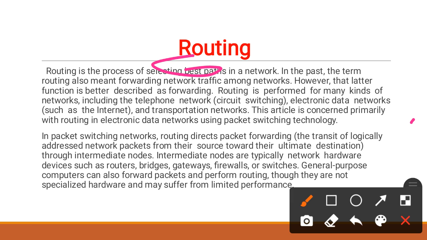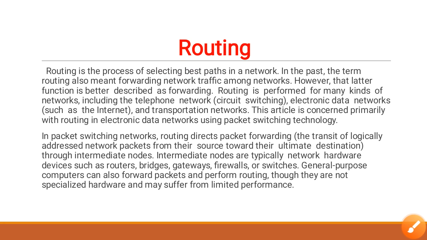In packet switching technology, routing directs packet forwarding through intermediate nodes. Intermediate nodes are typically network hardware devices such as routers, bridges, gateways, firewalls, and switches. General purpose computers can also forward packets and perform routing, though they are not specialized hardware and may suffer from limited performance. Means what? See here.